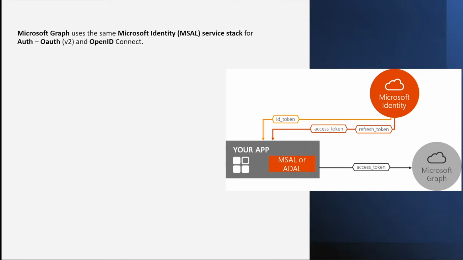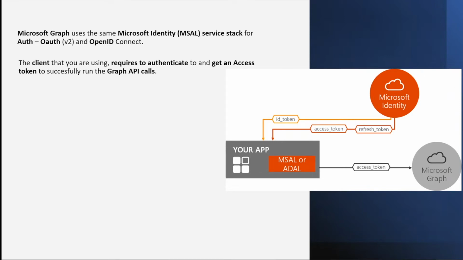So Microsoft Graph does not introduce anything new in the identity. It reuses what is already there in the Microsoft Cloud. So you have your Azure AD identity. It works on the same thing, the Microsoft Identity Service Stack. So it works on the same principles of requiring an ID token and an access token, and with that access token, it can go and grab the resource that it's trying to access.